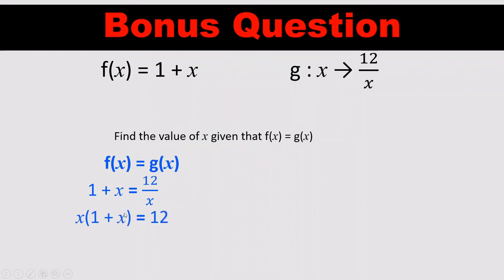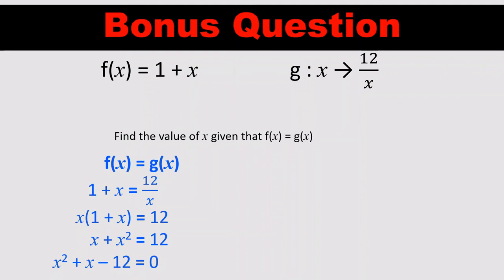So I've got x times 1 plus x. Multiplying that through, that gives me x plus x squared. And uh-oh, there is an x squared in this equation. That makes this a quadratic. And we can't solve a quadratic unless it's equal to 0. If you're not familiar with quadratics, make sure you check out my quadratics video. I'll link it down in the description box for you below.